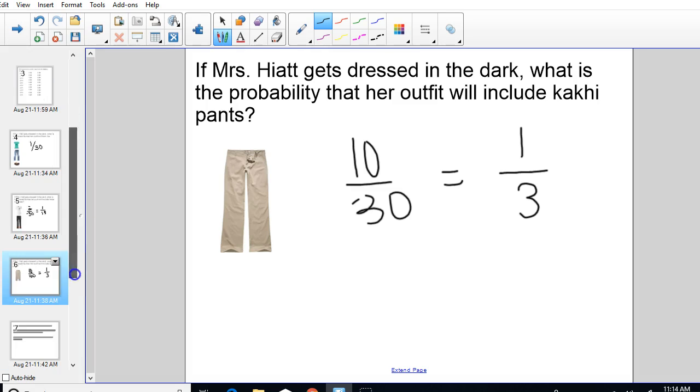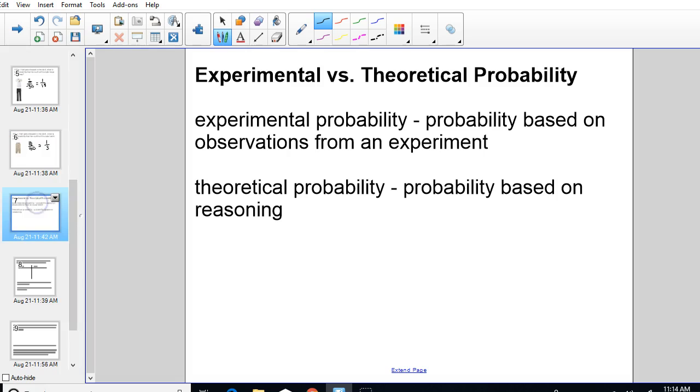All right, so let's look at some vocabulary. We have experimental versus theoretical probability. Experimental probability is based on observations from an experiment. Theoretical probability is based on reasoning. So we're going to do a quick simulation here.